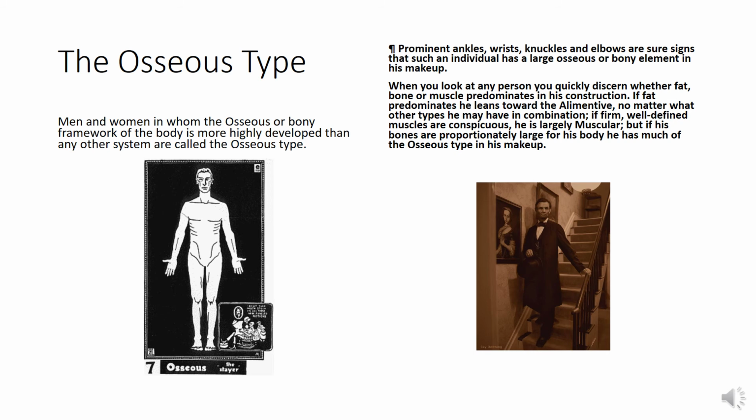So prominent ankles, wrists, knuckles, and elbows are sure signs that such an individual has a large osseous or bony element in his makeup. When you look at any person, you quickly discern whether fat, bones, or muscle predominate in his construction. If fat predominates, he leans towards alimentive, no matter what other types he may have in combination. If firm, well-defined muscles are prominent, he is largely muscular, but if it is bones in proportion large for his body, he has much of the osseous type in his makeup.